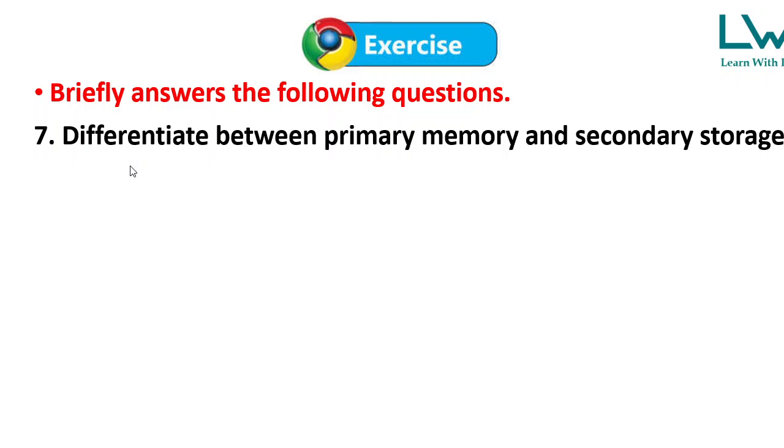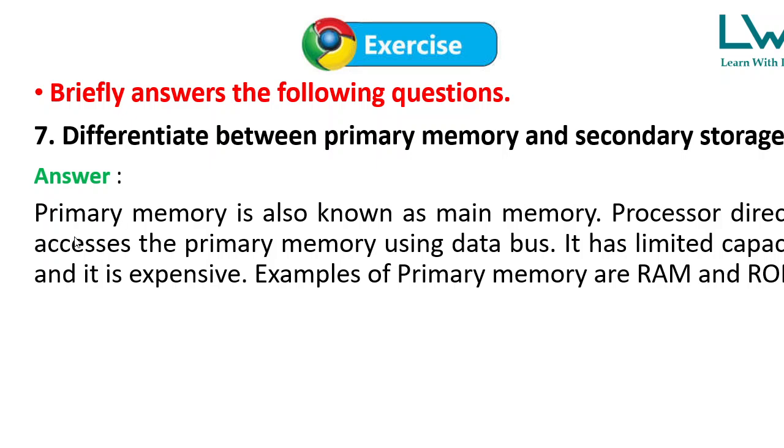Question number 7, differentiate between primary memory and secondary storage. Answer is primary memory is also known as main memory. Processor directly accesses the primary memory using data bus. It has limited capacity and it is expensive. Examples of primary memory are RAM and ROM.